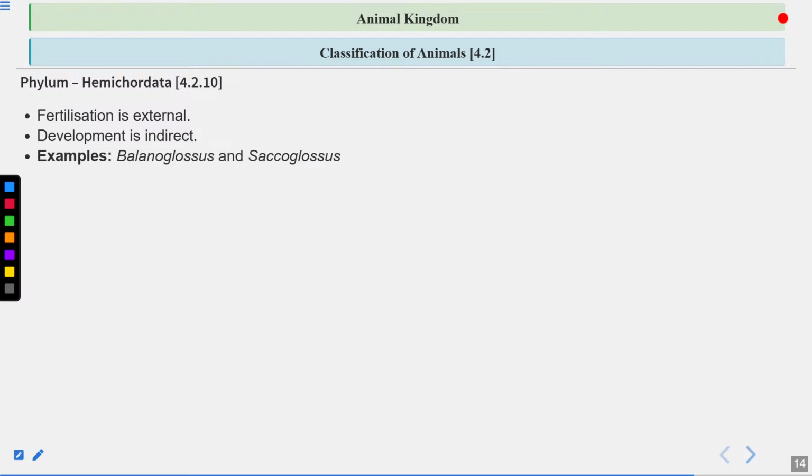Then examples are Balanoglossus and Saccoglossus. So this we have already discussed. This is a very important example of hemichordate. You should remember this example, Balanoglossus. Another example is Saccoglossus.